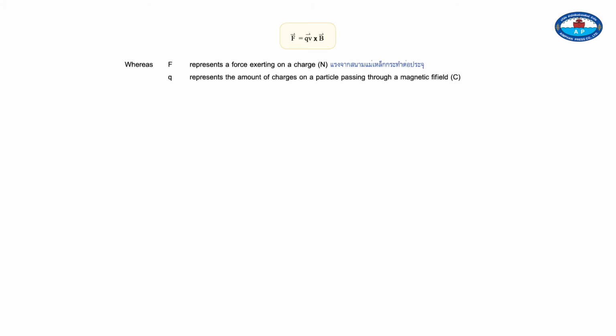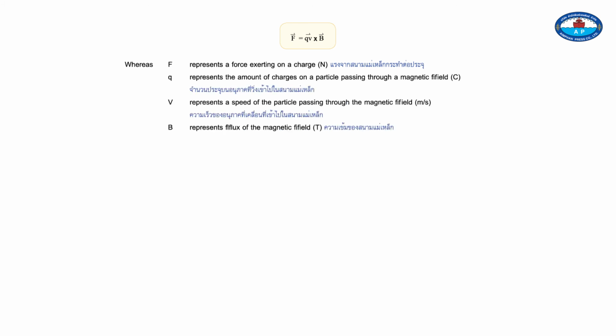direction of a moving charge, direction of a magnetic field. Whereas F represents a force exerting on a charge, Q represents the amount of charge on a particle passing through a magnetic field, V represents the speed of the particle passing through the magnetic field, and B represents the flux of the magnetic field.